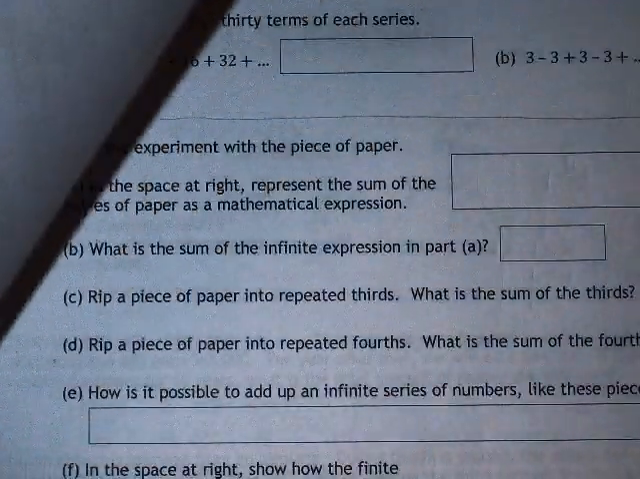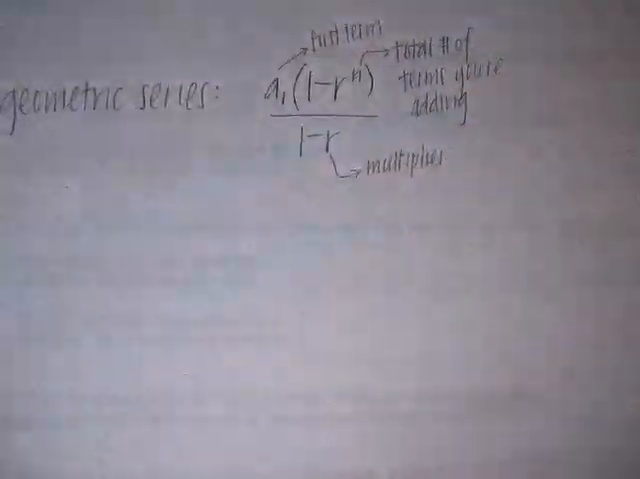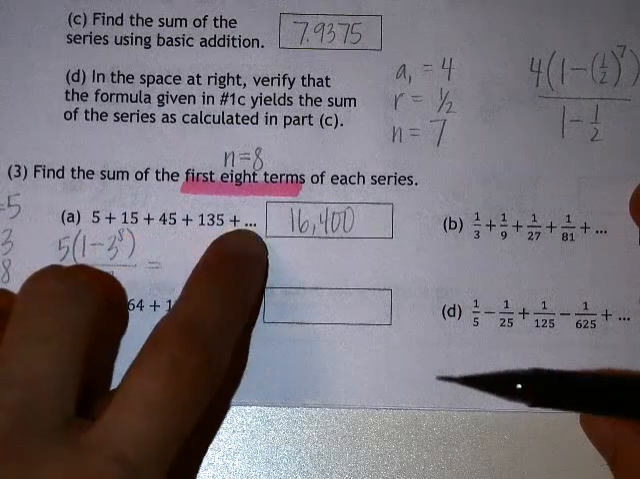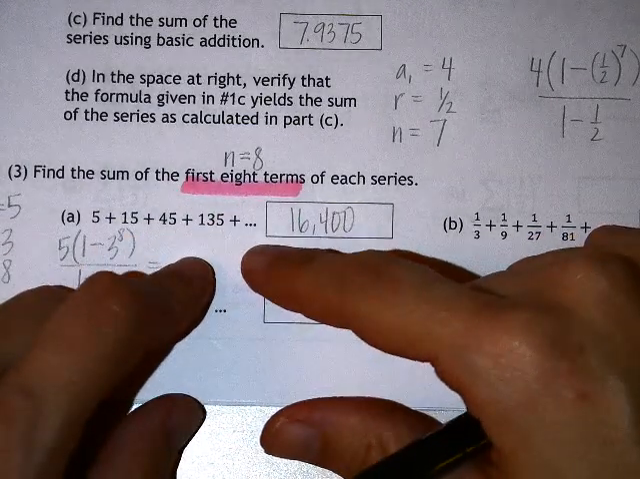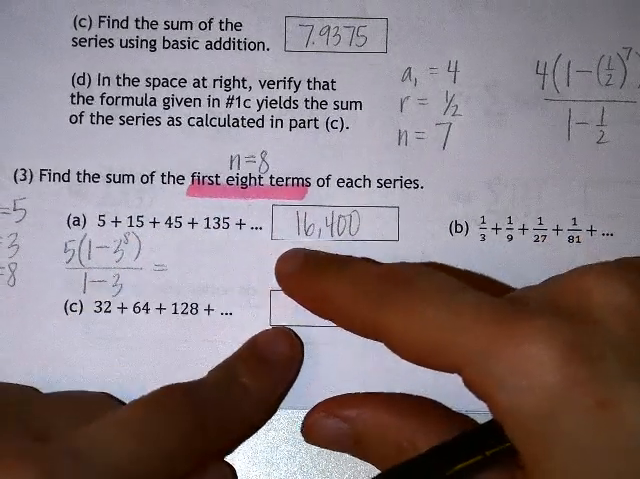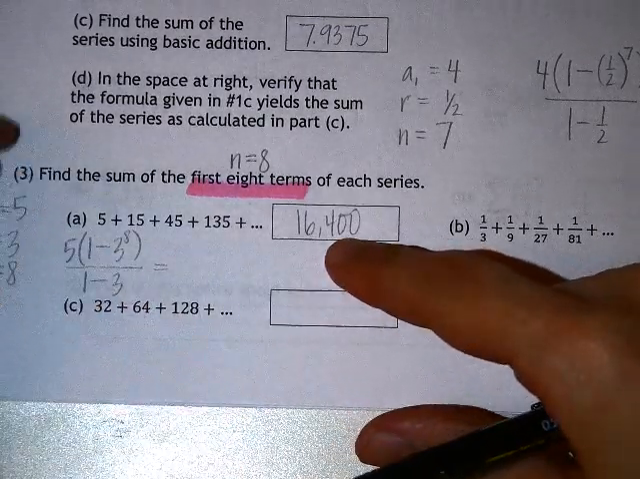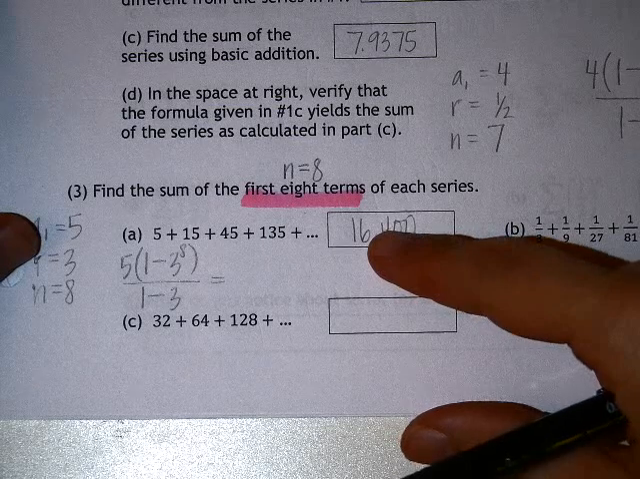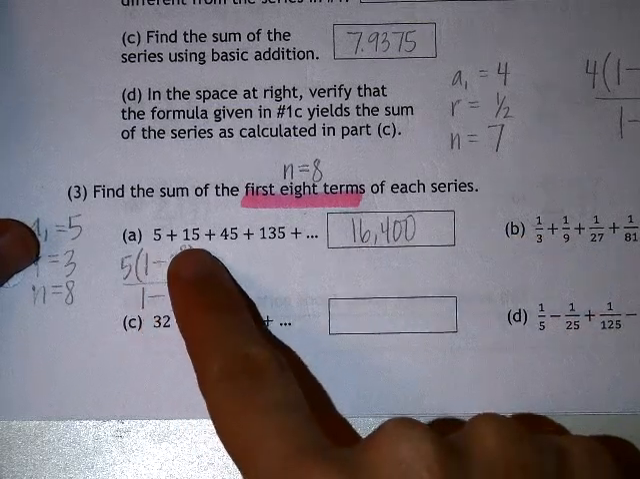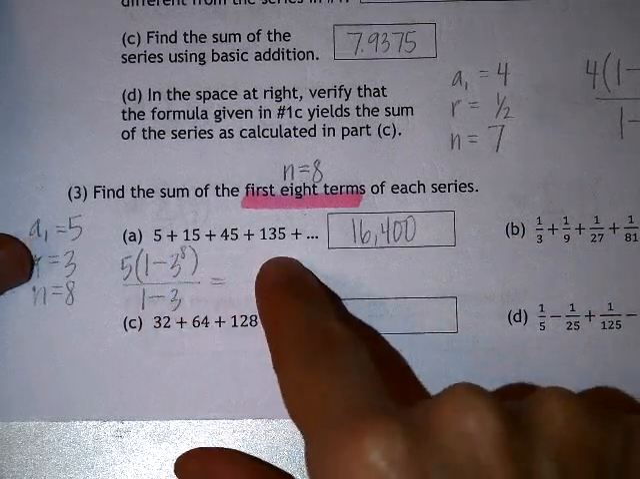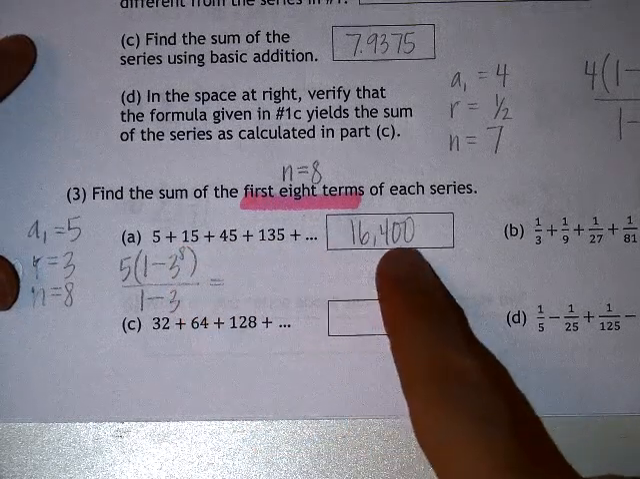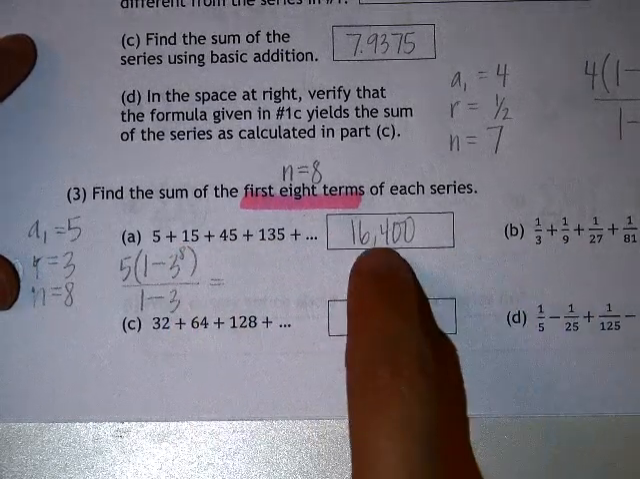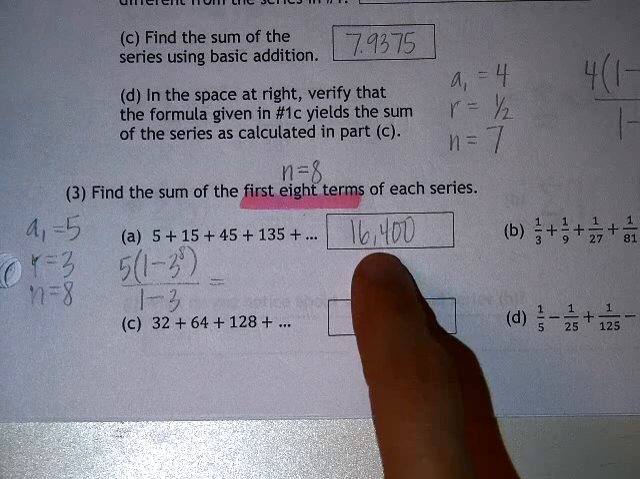For example, sometimes people make calculator mistakes and they get answers to questions like number 3, letter A, that are negative. They'll get negative 16,400. And they just write it without even thinking about it. Like, well, that's what my calculator gave me, so I'm done. Just think about it. You're adding a positive 5 plus 15 plus 45 plus 135. That's a bunch of positive numbers that you're adding together. Big positives. How in the world would you get a negative answer? It doesn't even make sense.